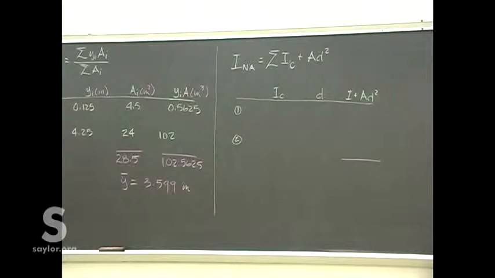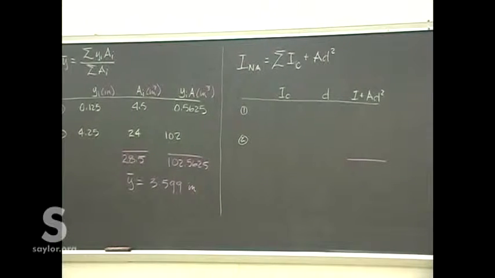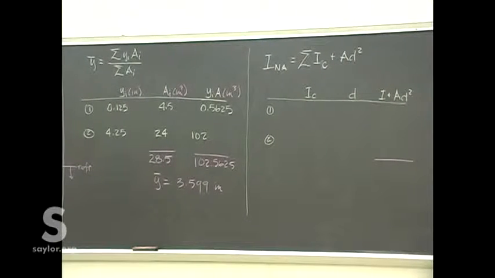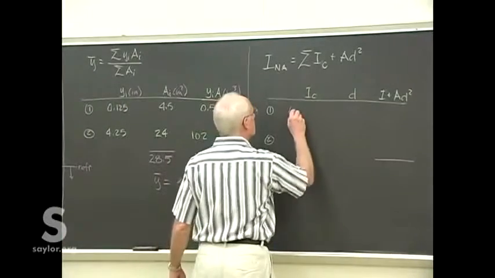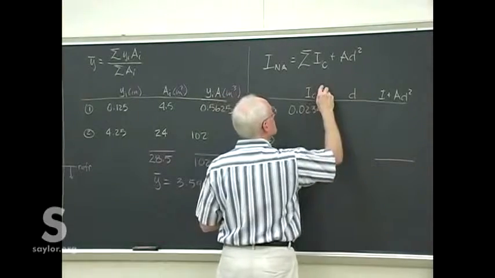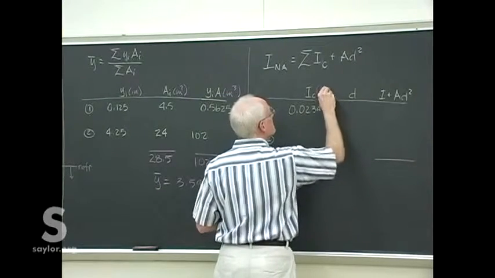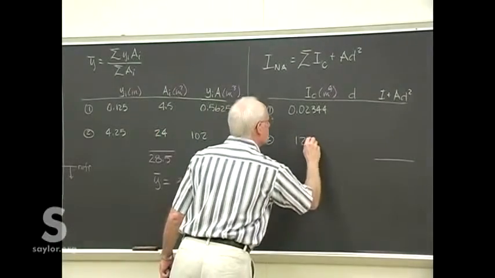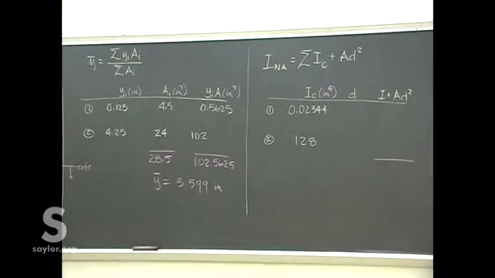All right, let's see if I have all those numbers. They're all rectangular, so it's the 1/12 BH cubed. Just make sure the orientation's right. This first one is 0.02344, and that's inches to the fourth. You can check these. We're going through these kind of quick because these are just geometric calculations that you can make. This one comes out to be 128.